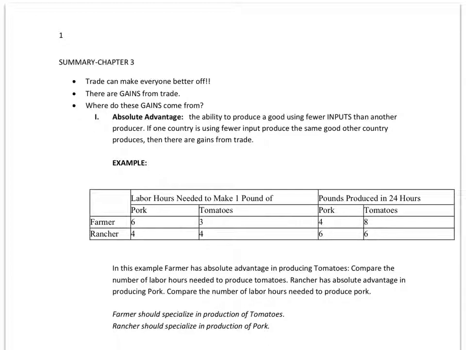The first explanation was absolute advantage, the ability to produce a good using fewer inputs. Here is very important: fewer inputs than another producer. If one country is using fewer inputs to produce the same good the other country produces, then there are gains from trade. So here, in this example, there are two people, farmer and rancher, and they produce pork and tomato.